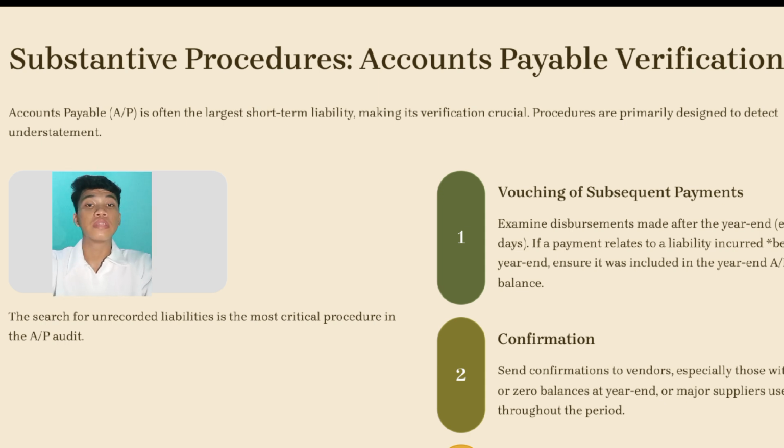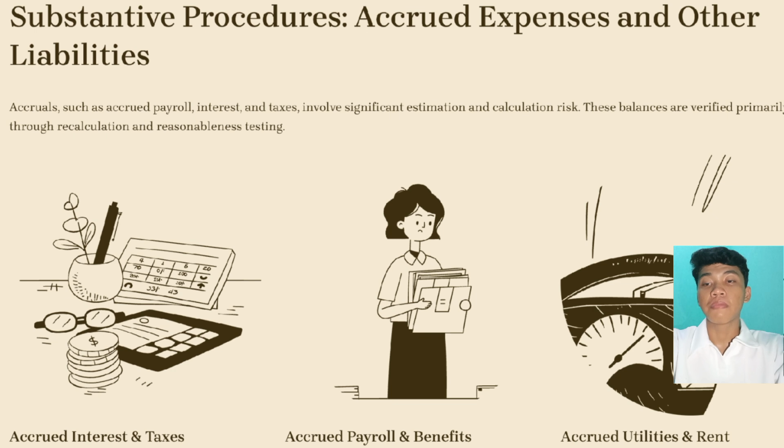And number three, cutoff testing. Review receiving reports and vendor invoices immediately before and after the balance sheet date to ensure purchases are recorded in the correct period. The next, reconciliation. Reconcile the A/P ledger to the general ledger control account and review all known moving debit balances for misclassification. So the next slide, there is substantive procedure, accrued expense and other liabilities.